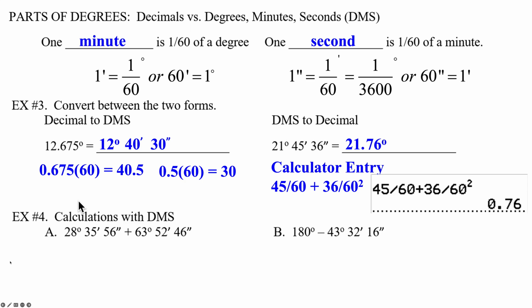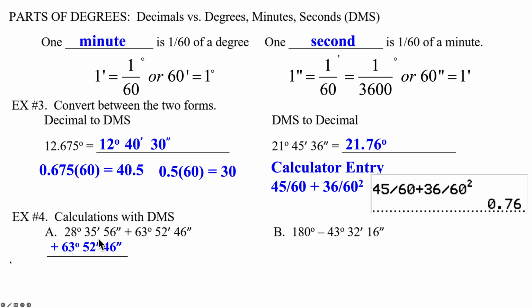Okay, example number 4. Calculations with degrees, minutes, and seconds. So what we want to do here is add this up as if we were lining up proper decimal places. So we'll take the second number. When adding, it doesn't matter if you want to take the first and put it under the second. Whichever you prefer is fine, because again, we all know that you can add in any order.